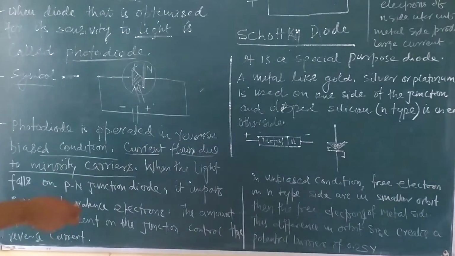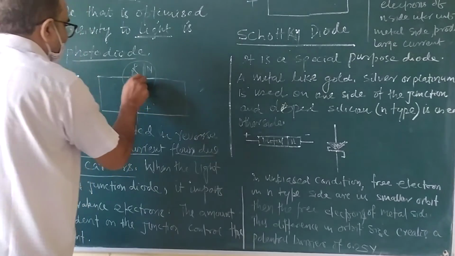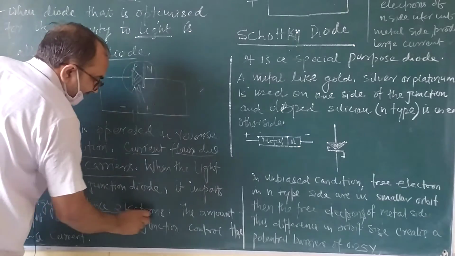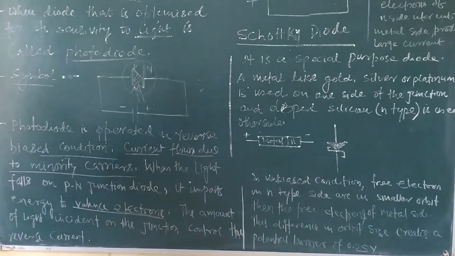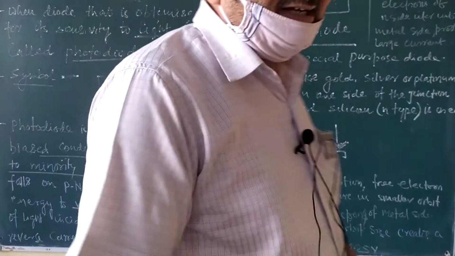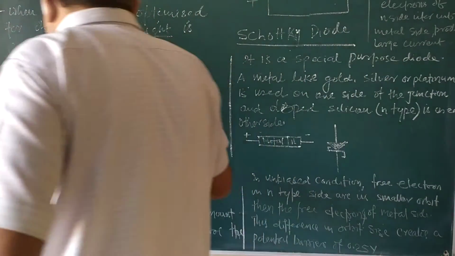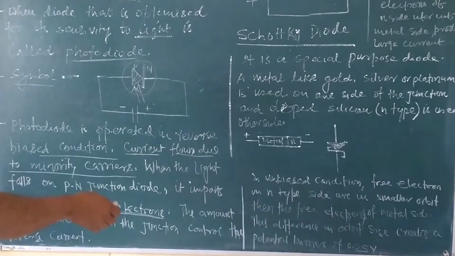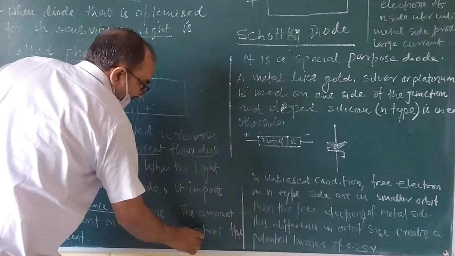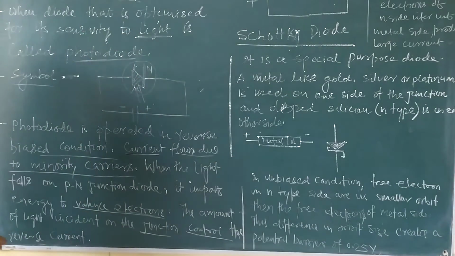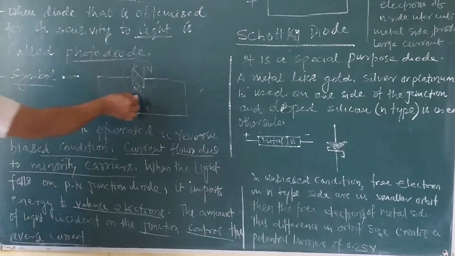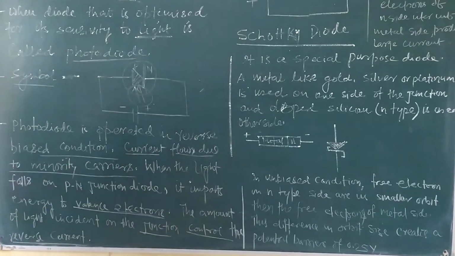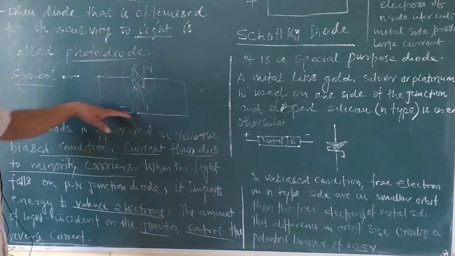And what happens when light falls on this PN junction diode? It imparts energy to valence electrons. The valence electrons get energy, because of which the reverse current becomes much faster. That means the amount of light incident on the junction controls the reverse current. Simply, the intensity of light controls the amount of reverse current flowing through the photodiode.